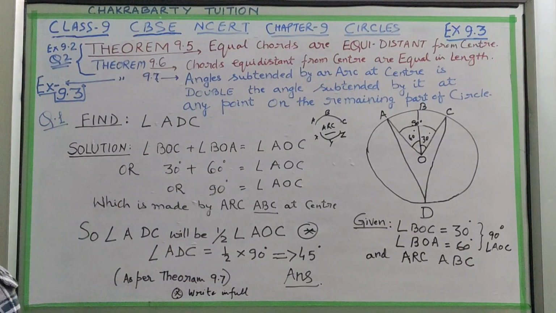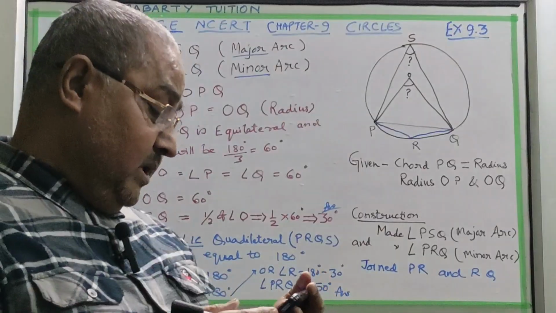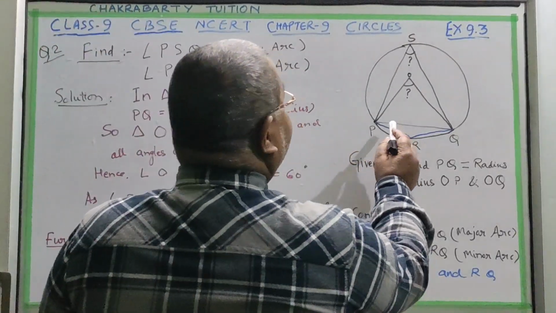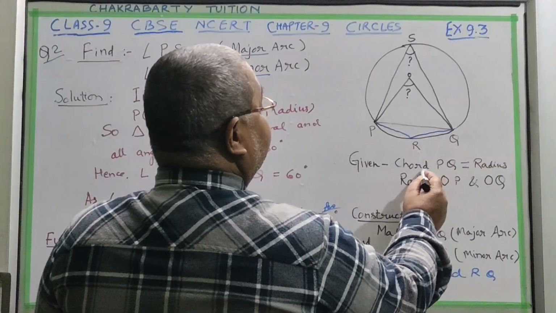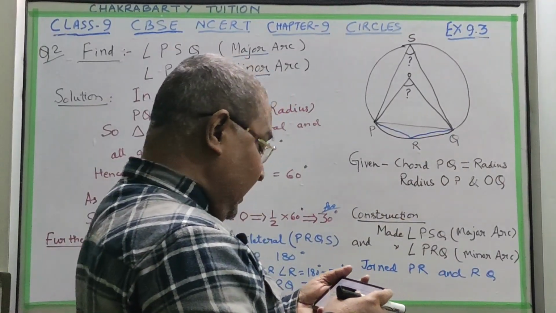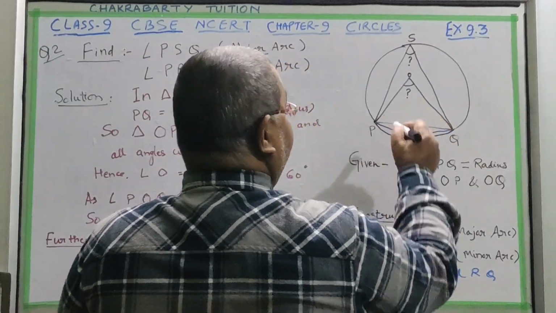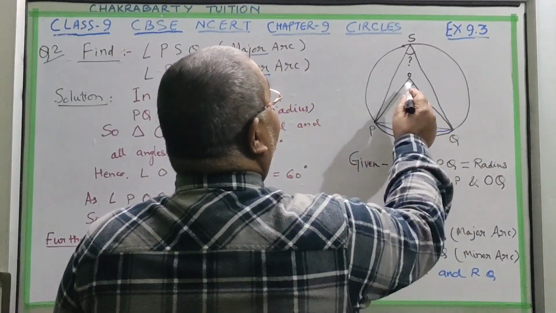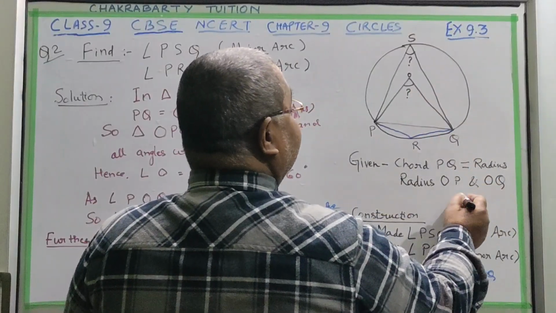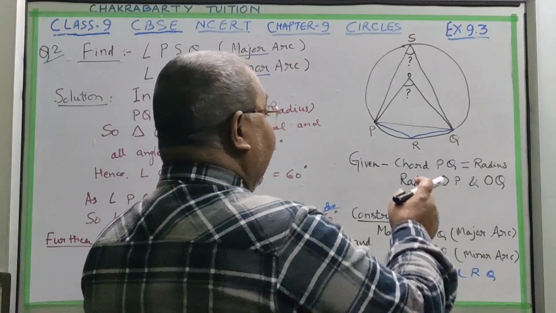Now question number 2 we are going to do. Question number 2 says, a chord of a circle, means PQ is here. PQ is a chord. A chord of a circle is equal to the radius of the circle. PQ is equal to the radius. And the radii OP and OQ are given. So find the angle.